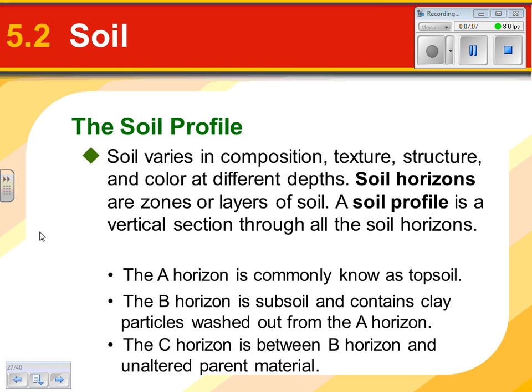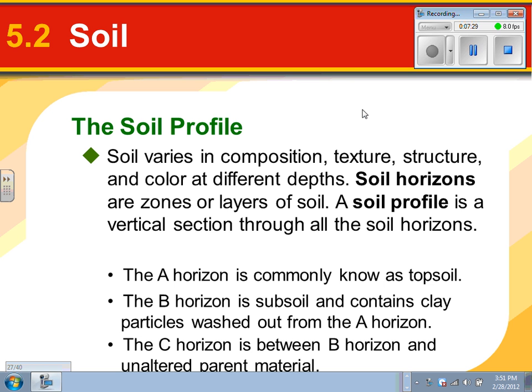A soil profile. Soil profile, by definition, is a vertical section through all the soil horizons. Soils vary in composition, texture, structure, and color at different depths. Soil horizons are the zones or layers of soil, and we've learned that there are basically three horizons.